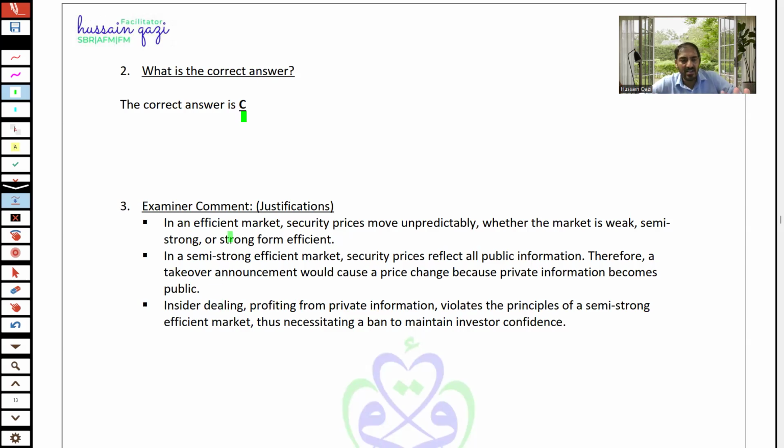By the way, I have discussed this point, but you need to read it once again. In an efficient market, share prices move unpredictably, whether the market is weak, semi-strong or strong form. In a semi-strong efficient market, share price reflects all information. Therefore, a takeover announcement, that's an acquisition announcement, would cause a price change because private information becomes public. Insider dealing, profiting from private information, violates the principle of semi-strong efficient market, thus necessitating a ban to maintain investor confidence. Very simple.